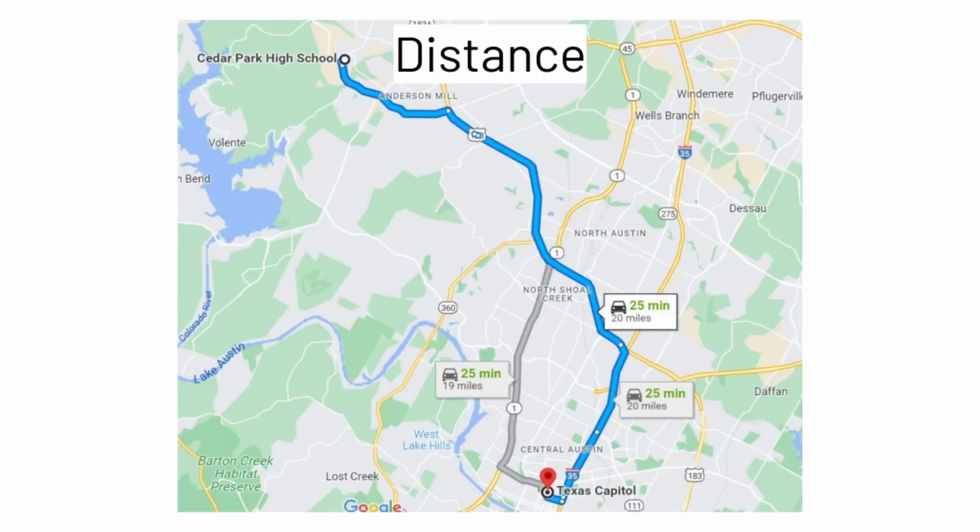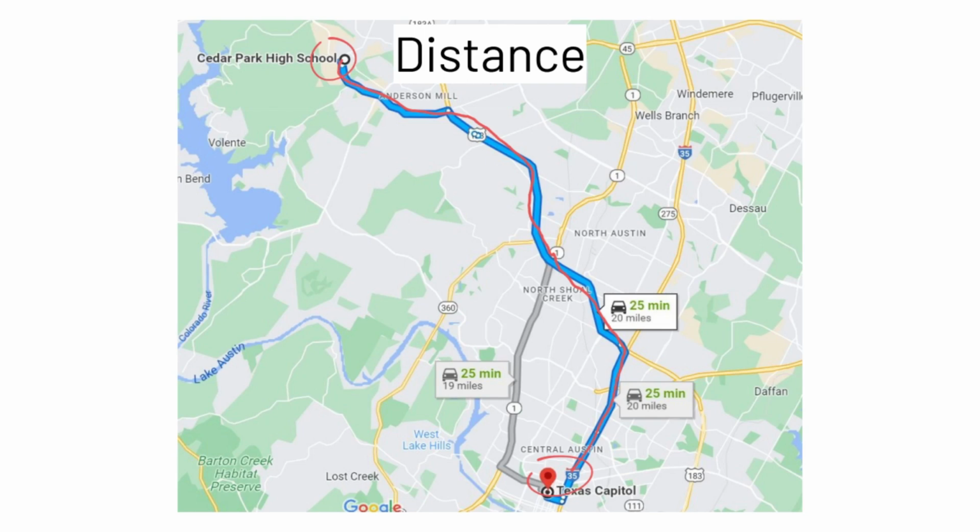So here we have a Google map drawing of the distance from the Texas Capitol down here up to Cedar Park High School. You'll notice that we're taking 35 up, and we get off on Mopac. So we start on 35, we get off on Mopac, we go up until we exit off on 183, it looks like. Then we go on Anderson Mill Road. So notice that we make these turns.